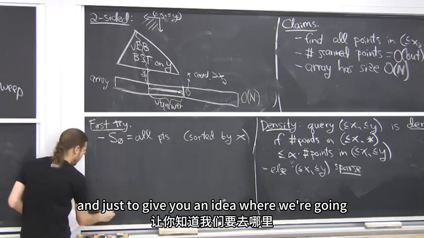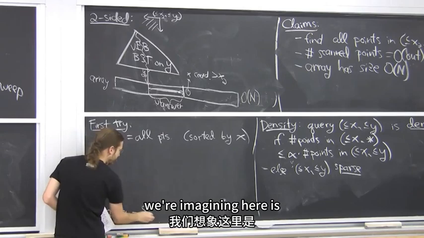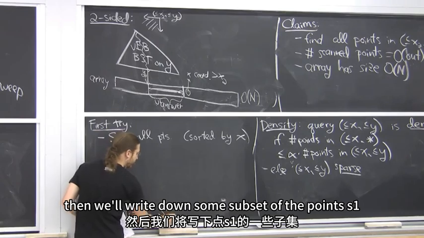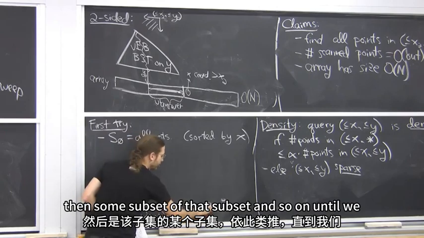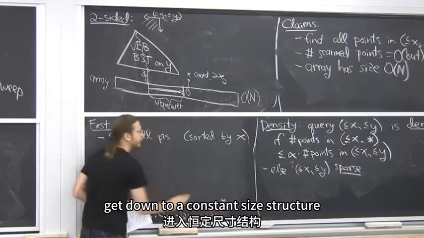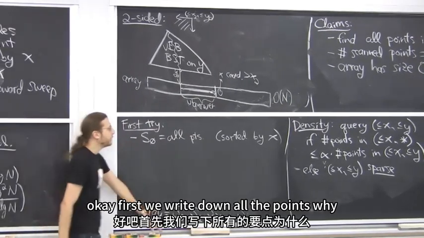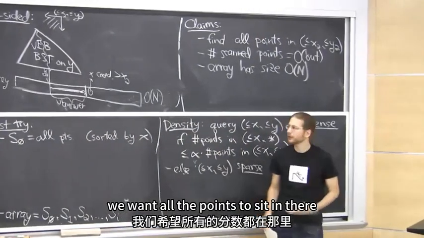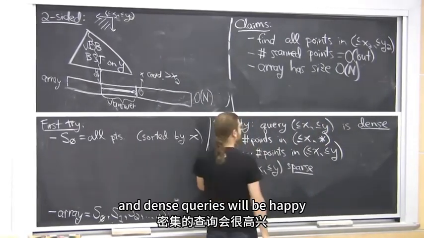And just to give you an idea where we're going, the array we're imagining here is first we'll write down all the points, then we'll write down some subset of the points, S1, then some subset of that subset, and so on until we get down to a constant size structure. Okay, first we write down all the points. Why? Because for dense queries, that's what we want. We want all the points just sitting there. So then you can just read through all the points, and dense queries will be happy.